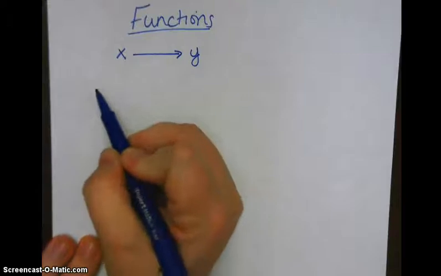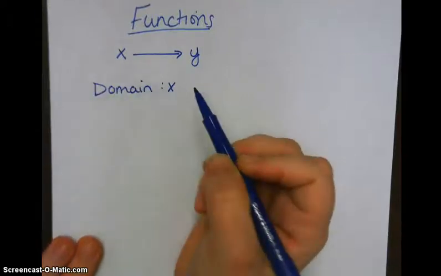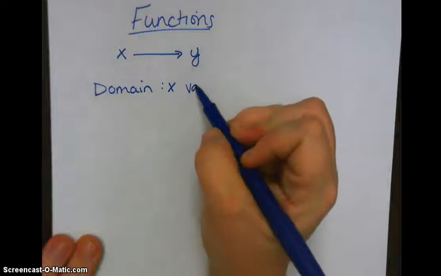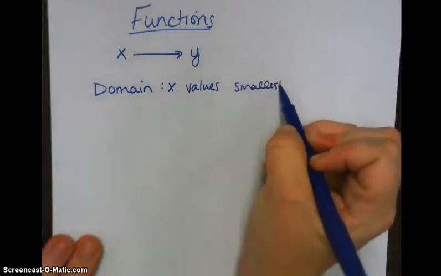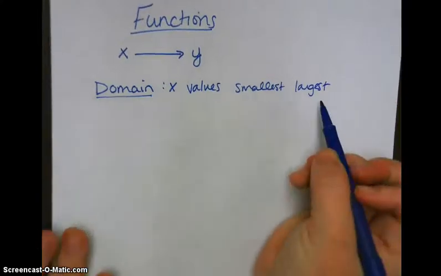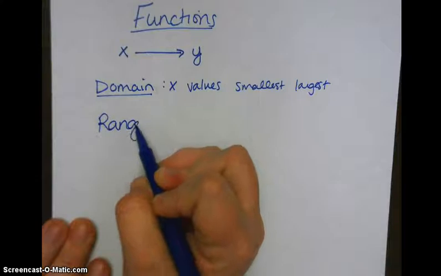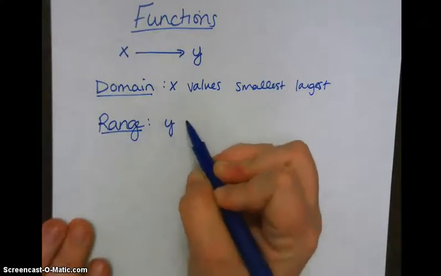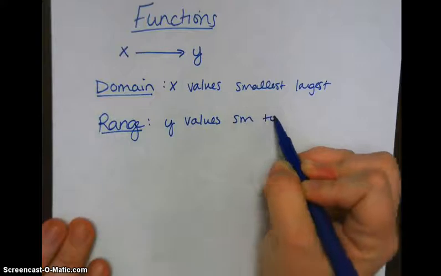So, if we look at what x values are, they are the domain. The domain is a list of x values from smallest to largest. Domain is just a fancy word for saying x values. A fancy word for saying y values is the range. The range is the y values from smallest to largest.